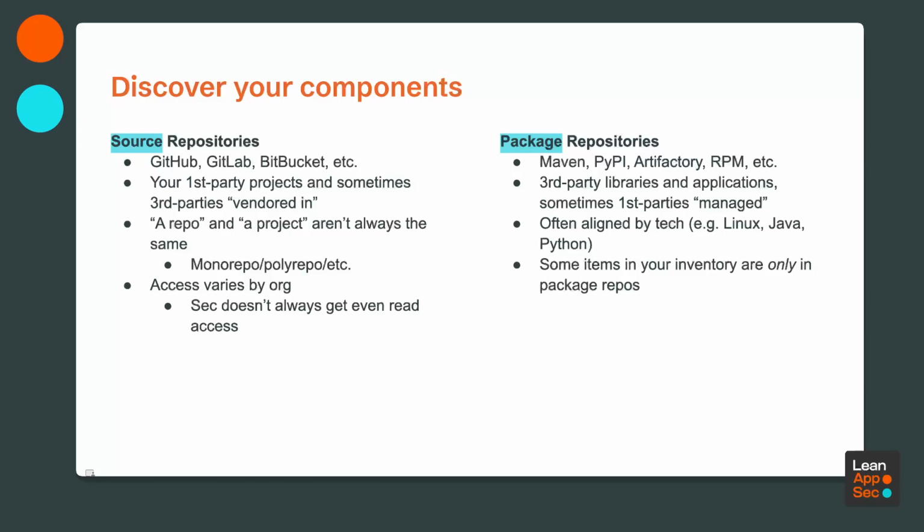And some of these items in inventory are only ever going to be in package repos. So sometimes you'll see a source repository and a package repository. That always makes your life easier. But sometimes things you consume are only the packages, right? A lot of your dependencies are only going to be in package repos. Sometimes, for an application that you're deploying, the only visibility you're going to have as a security team is a package repo, even though it technically probably exists in a source repo somewhere.